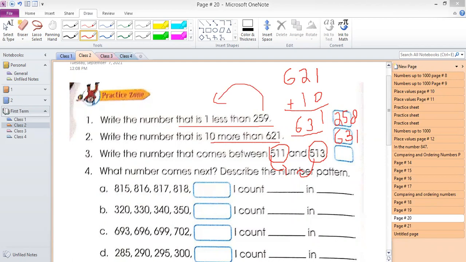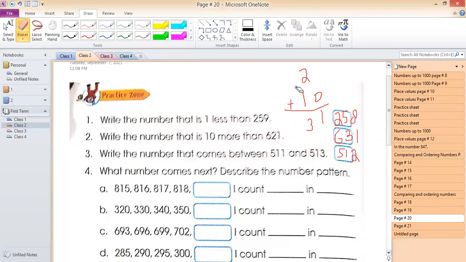And if you want to check, before 513, what comes? That is 512. So this will be the answer. Clear, guys? Yes, sir. Very good. All right, guys. So we will complete up to question number 4 today. And this pattern question number 4 we will do tomorrow.